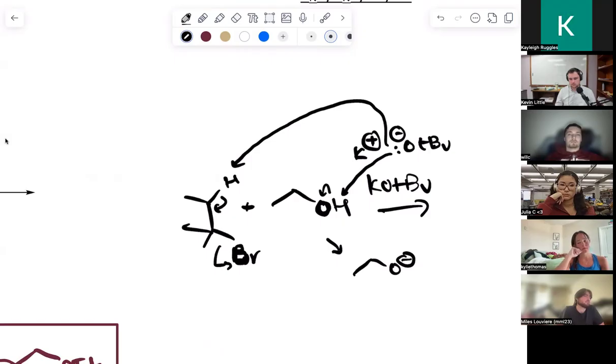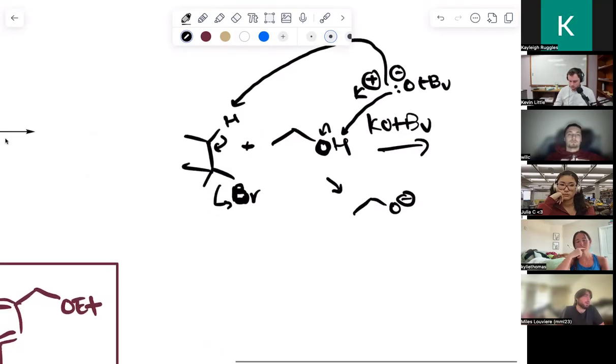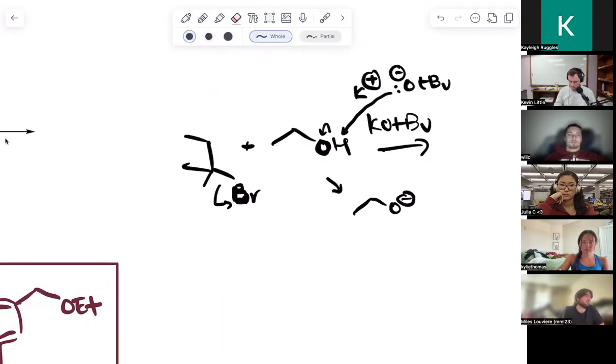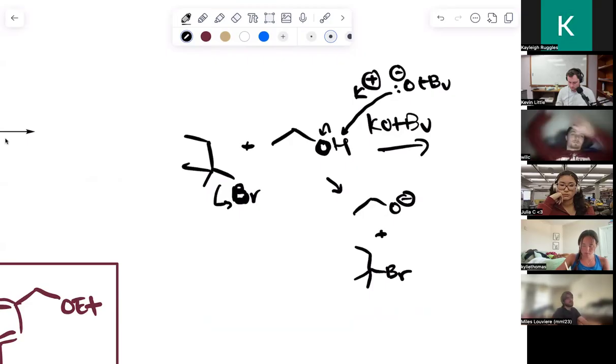Does it matter which one you do? No, because let's say I didn't do this E2. Well, now I've got a nucleophile and I've got this. Right? Yes. What's going to happen? I've got a charged nucleophile. What is it? The O negative, it's going to go to the carbon attached to the Br.